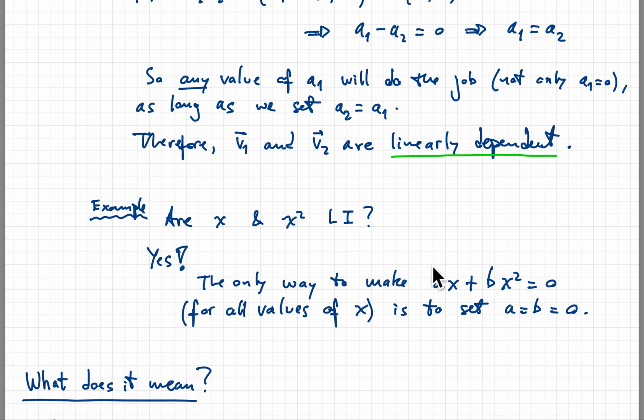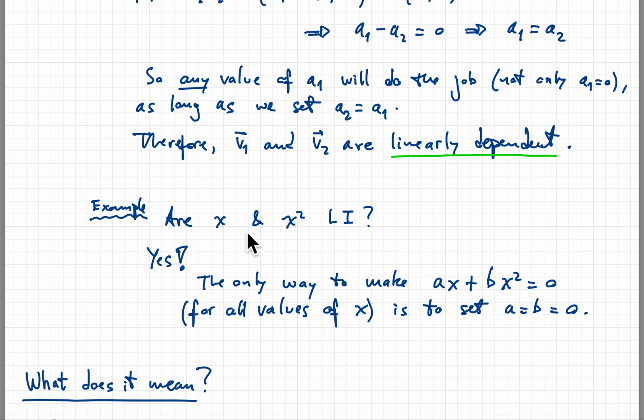The only way to make this combination vanish identically, so ax plus bx squared equal to 0, for any value of x, is that a is equal to b equal to 0. Of course, this also vanishes if x equals 0 in particular, but that's not what we're looking for. We're looking for a solution for which this is exactly the 0 vector. And the 0 vector in the space where x and x squared live is just a function that is completely 0 everywhere. And there's no way to accomplish that other than with a equals b equals 0. That's the only solution that satisfies this equation for all values of x.